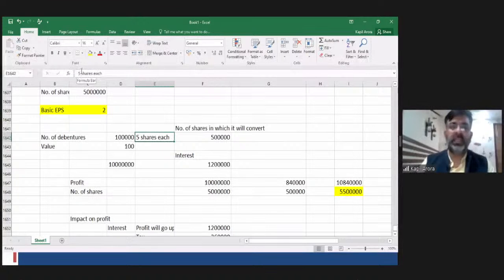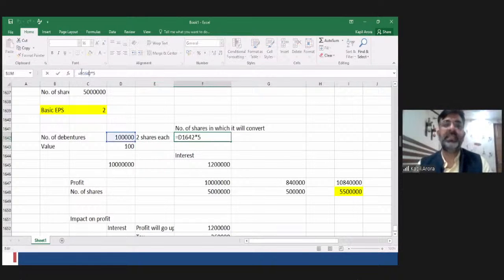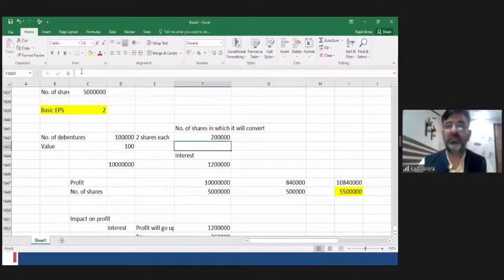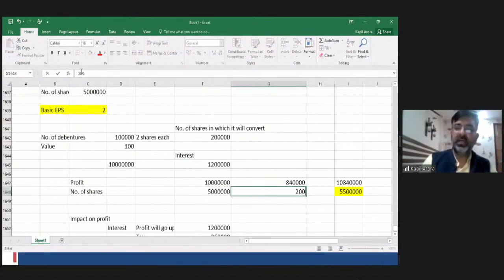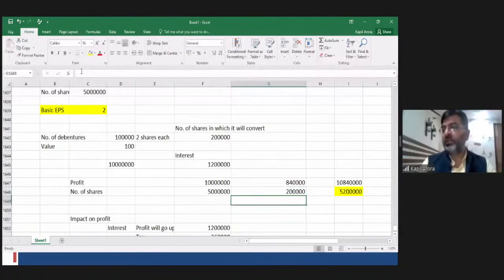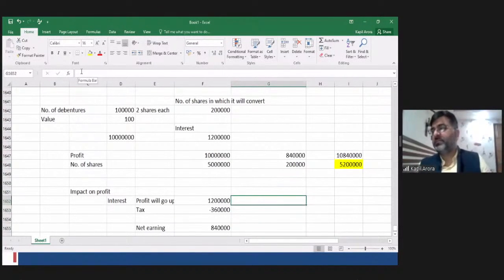But if I change the number again and I say that instead of 5 shares, it will only be converted into 2 shares each, 2 shares each means the number of shares which will be issued after conversion would be 2. So the number of shares which will come here instead of 55 lakh will only be 52 lakh. Why is profit not changing? Because that is the interest which we are saving, so the interest is the same. If the interest is also changing, then it will come here.